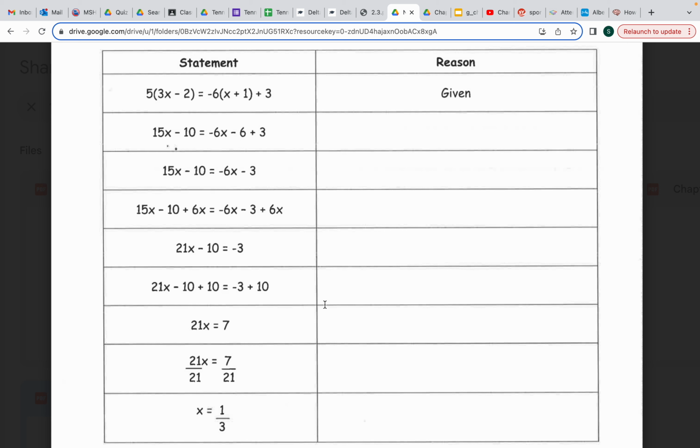Nope, because addition needs to be adding on both sides. Okay, what about the next step? What is it doing? It's adding 6x on both sides, okay, to eventually get x by itself. So what property do you think that is, Esme? Yeah, addition property. Perfect.